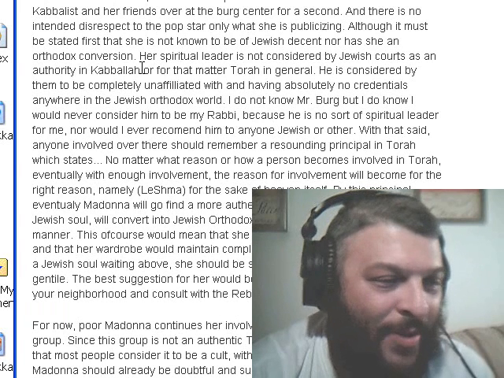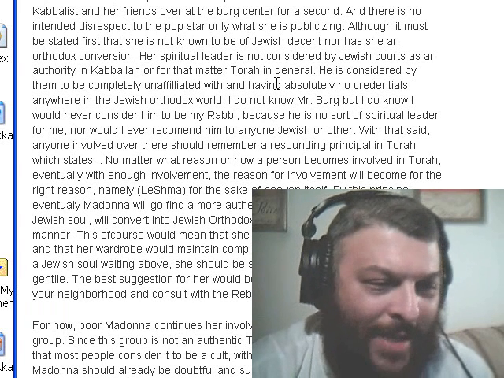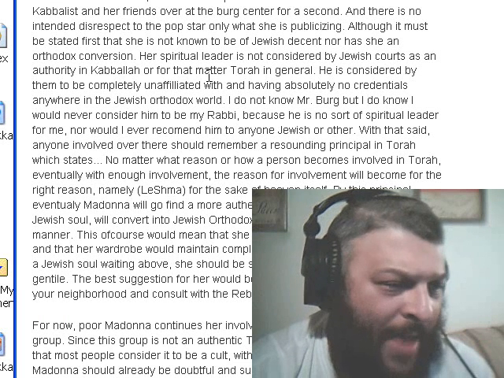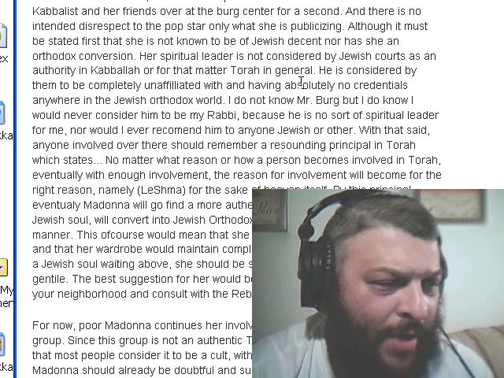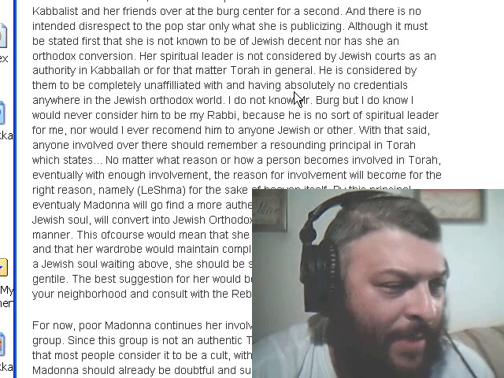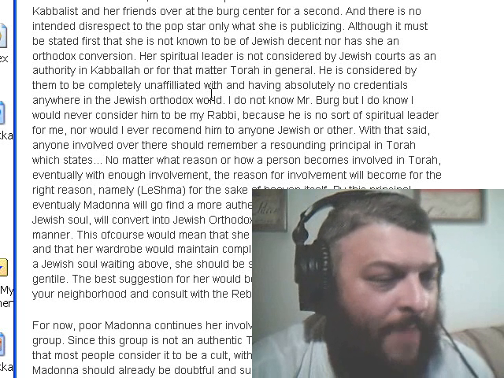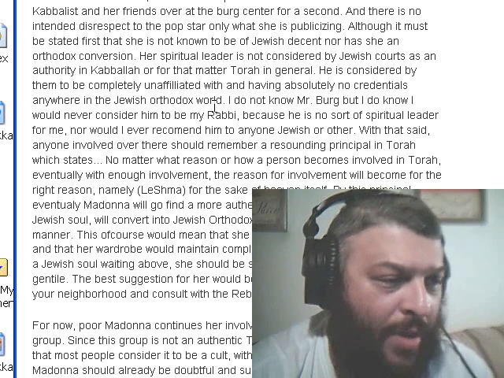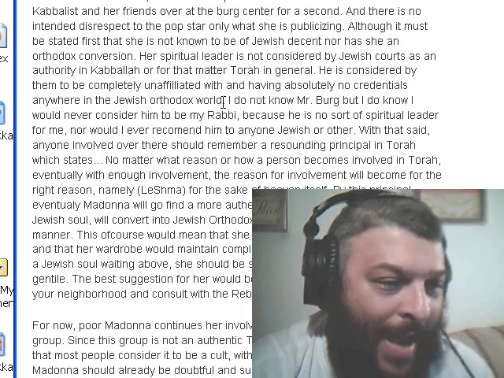Her spiritual leader is not considered by Jewish courts as an authority in Kabbalah, or for that matter, a rabbi or authority in Torah in general. He's considered by them to be completely unaffiliated with and having absolutely no credentials anywhere in the Jewish Orthodox world. I do not know Mr.